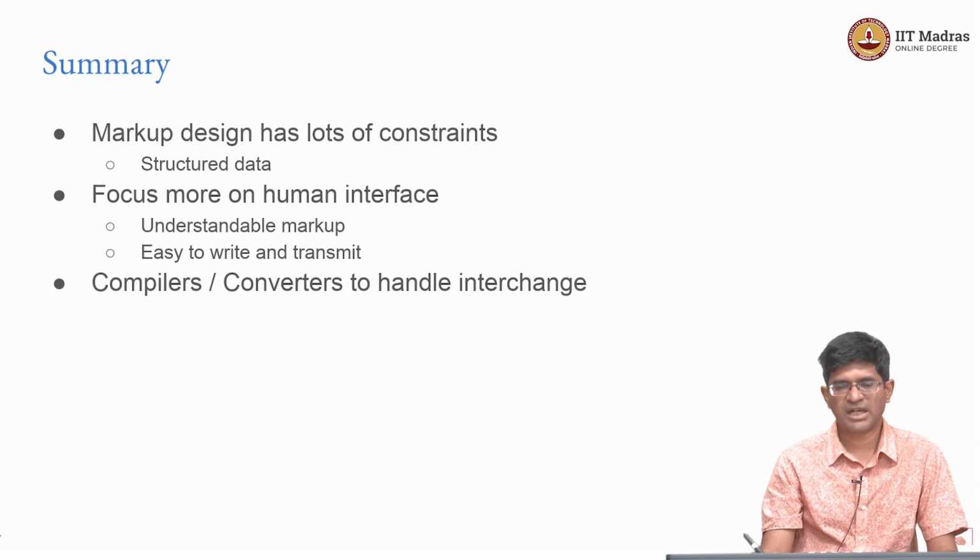So to summarize, markup design, if you really go for it, has a lot of constraints. Actually specifying structured data needs to be done with care, right? And the focus, for the text-based markup languages, is more on the human interface. You want it to be understandable markup that's easy to write and transmit, okay. And one of the reasons for this is when I'm actually writing, let's say, a blog post, or I'm trying to create documentation for a wiki, I don't want to focus on each and every open and close tag and whether the tags are nested properly and so on. I would rather write in a fashion that is easy for me to use.